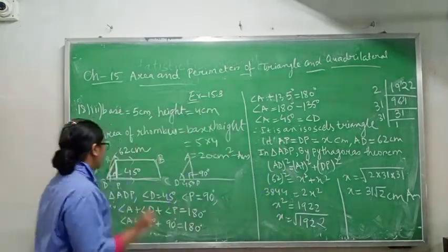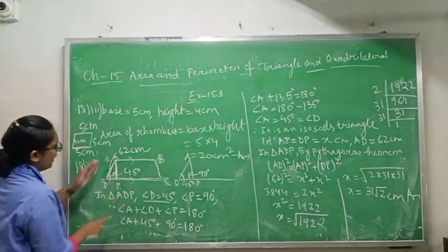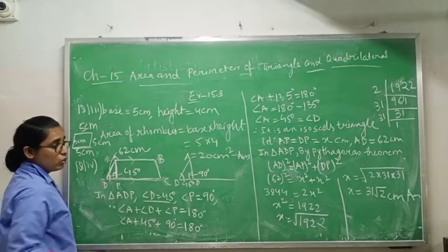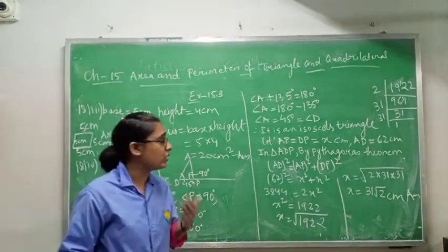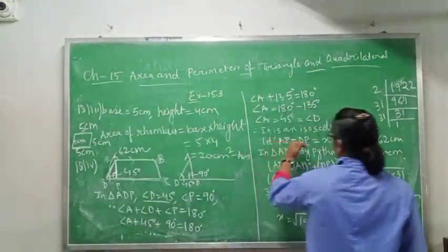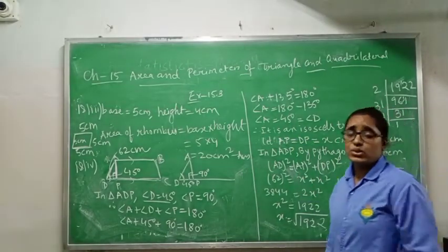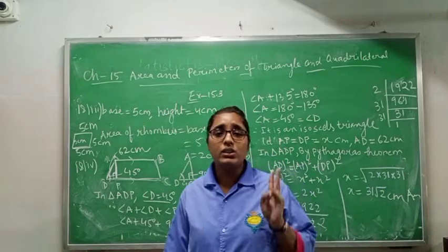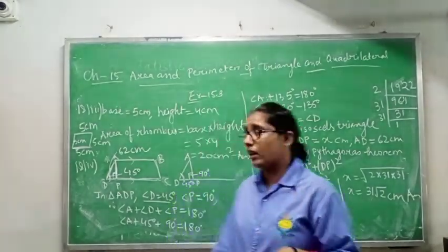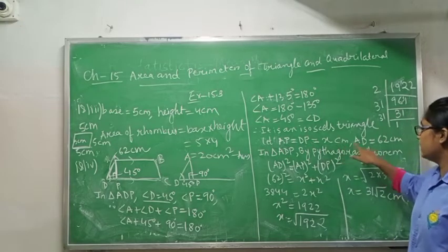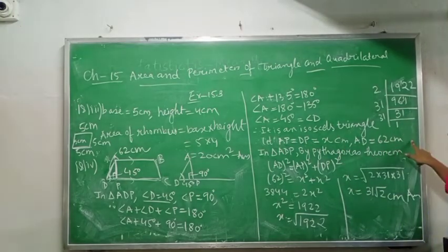So you know that in triangle ADP, AD is already 62 centimeter. AP and DP we don't know, and since we don't know, that is why we will take, let AP equals DP equals x centimeter. Why? Because it is an isosceles triangle. In an isosceles triangle, two sides will be equal. Okay. So AP equals DP equals x centimeter, and AD already given 62 centimeter.